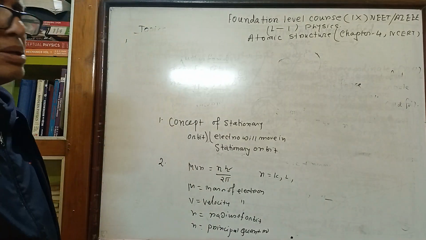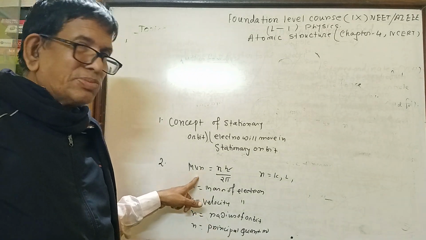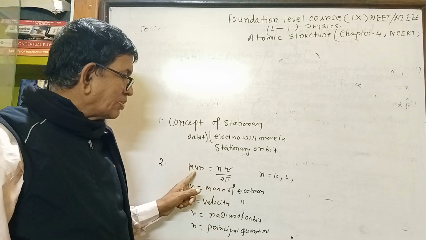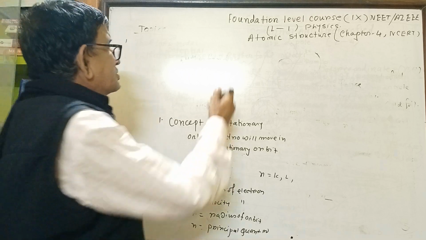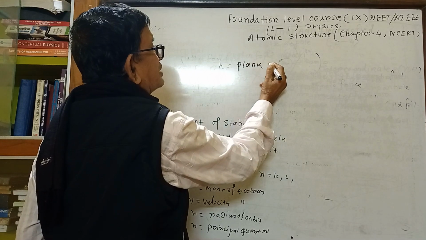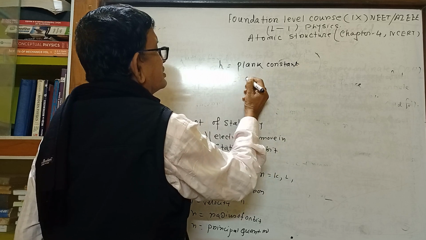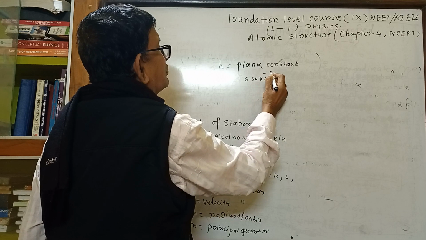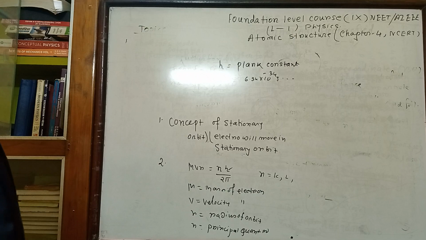Now mvr is known as angular momentum. So in words, we can say angular momentum is an integral multiple of h by 2 pi. h is the Planck constant. What is h? h is the Planck constant. Its value is 6.63 times 10 to the power minus 34 joule second.